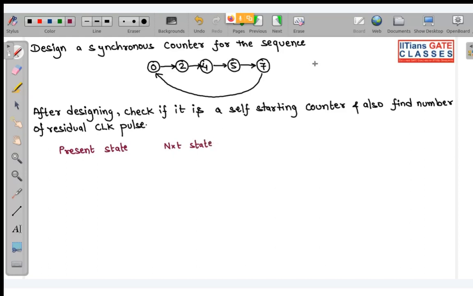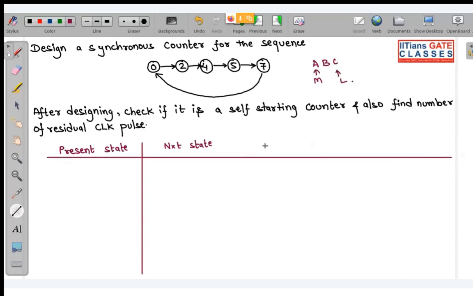Let me take a 3-bit synchronous counter with A, B, C: A flip flop, B flip flop, C flip flop, where A is MSB and C is LSB. Okay, so over here I should be writing An, Bn, Cn, and over here An+1, Bn+1, Cn+1.